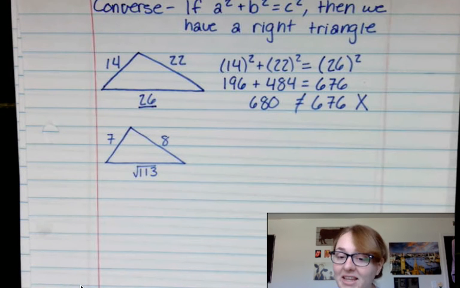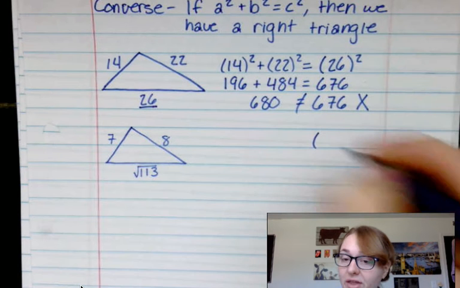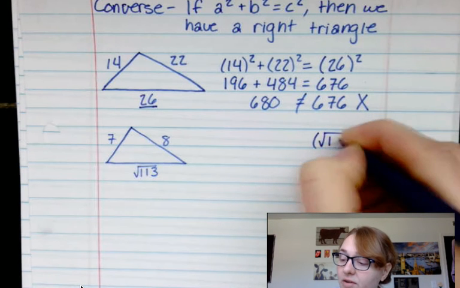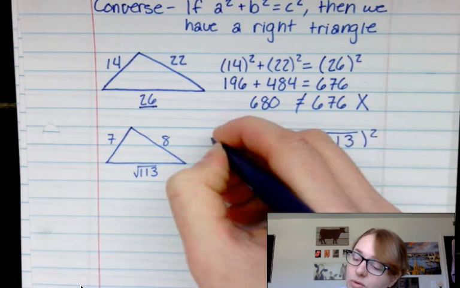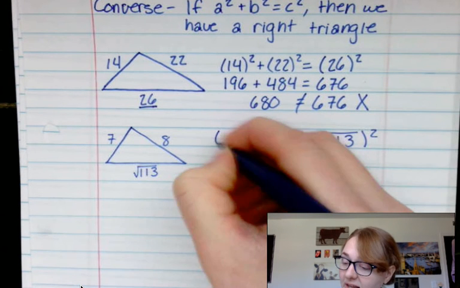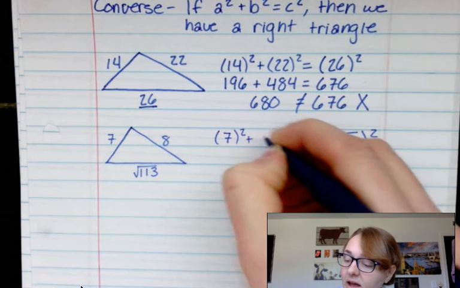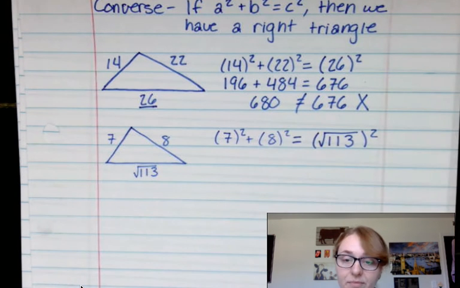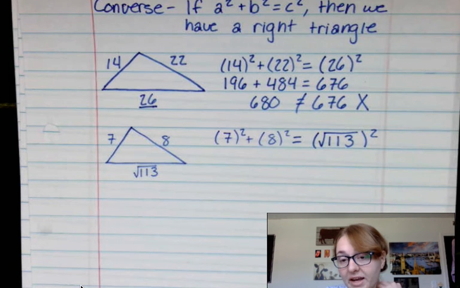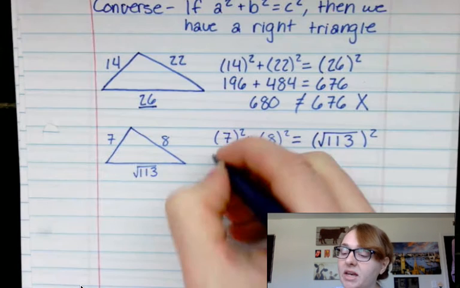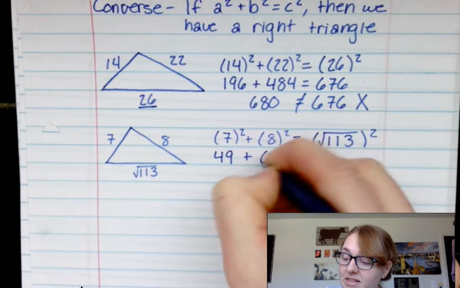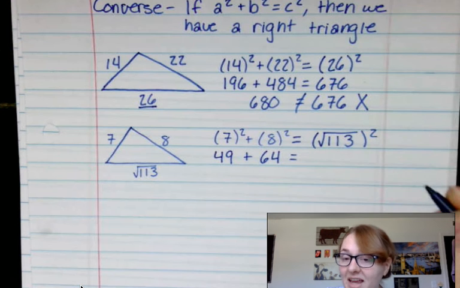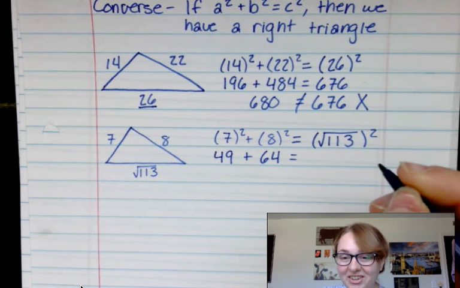So again, plugging it in the exact same way, we're going to put our hypotenuse on that right-hand side, the square root of 113 squared. And is that equal to our two legs, those other two side lengths of 7 squared and 8 squared? We're going to use our calculators or our handy dandy brains to figure out that 7 squared, or 7 times 7, is 49, and that 8 squared, or 8 times 8, is 64. And is that equal to the square root of 113 squared?